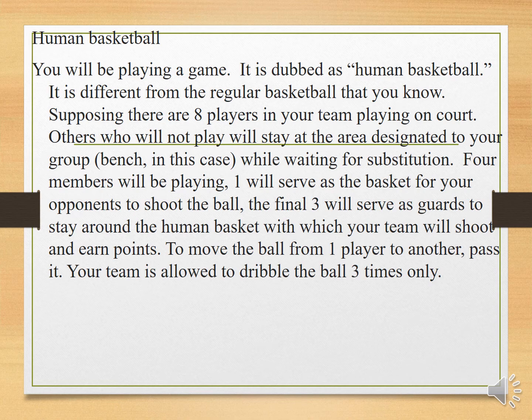While waiting for the substitution, 4 members will be playing. One will serve as the basket for your opponents to shoot the ball. The final 3 will serve as guards to stay around the human basket, with which your team will shoot and earn points. To move the ball from one player to another, pass it. Your team is allowed to dribble the ball 3 times only.